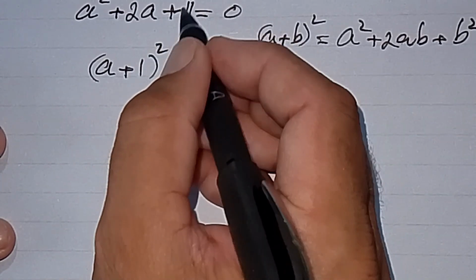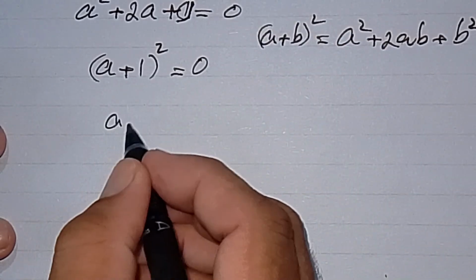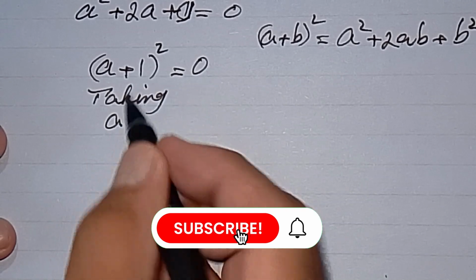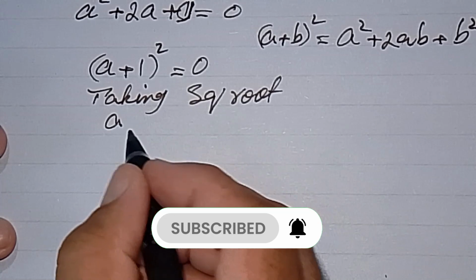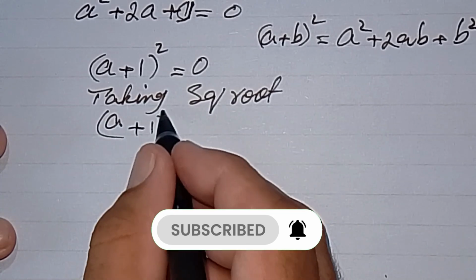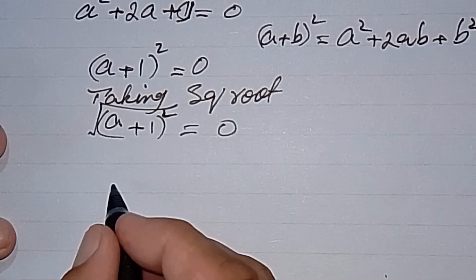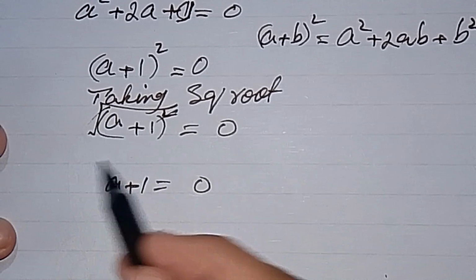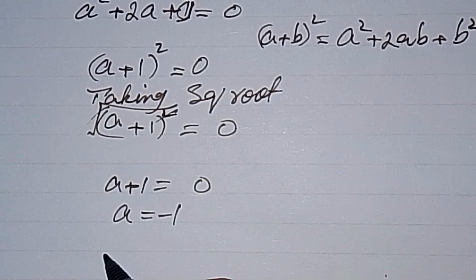This 1 is square of 1. Now taking square root, a plus 1 whole square is equal to 0. A plus 1 is equal to 0. These square root are cancelled. A is equal to minus 1.